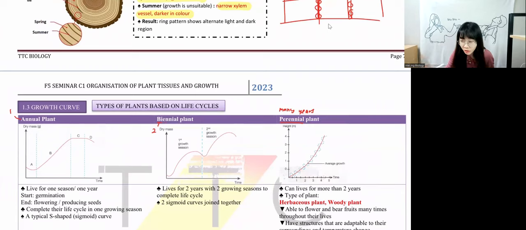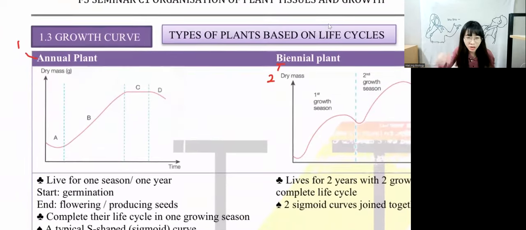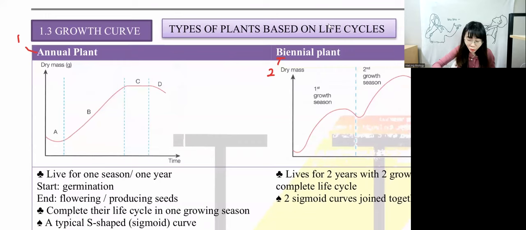Okay, of all these 3 growth curves, most of the time they will ask about annual plants. Now how do we answer annual plants? First, we have A, B, C, D. We have 4 different phases. Let's start with A first. We have dry mass, we have time. For those who don't know, dry mass means a mass without water. Why is A decreasing?